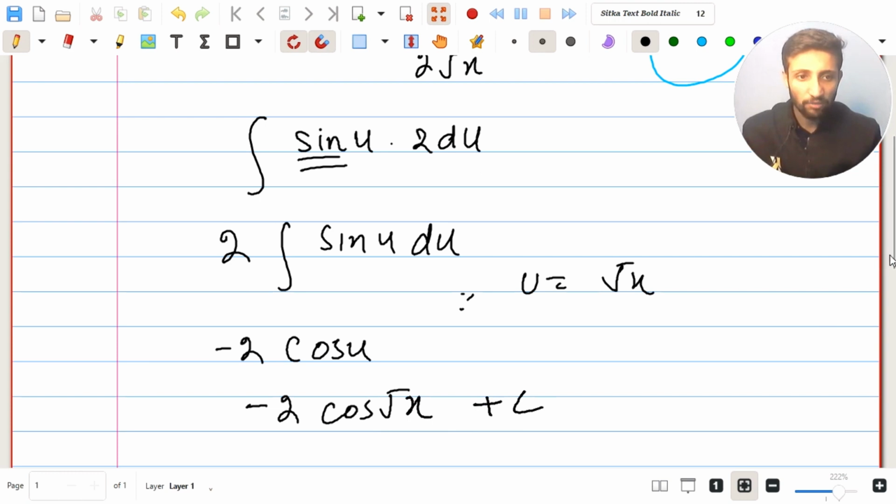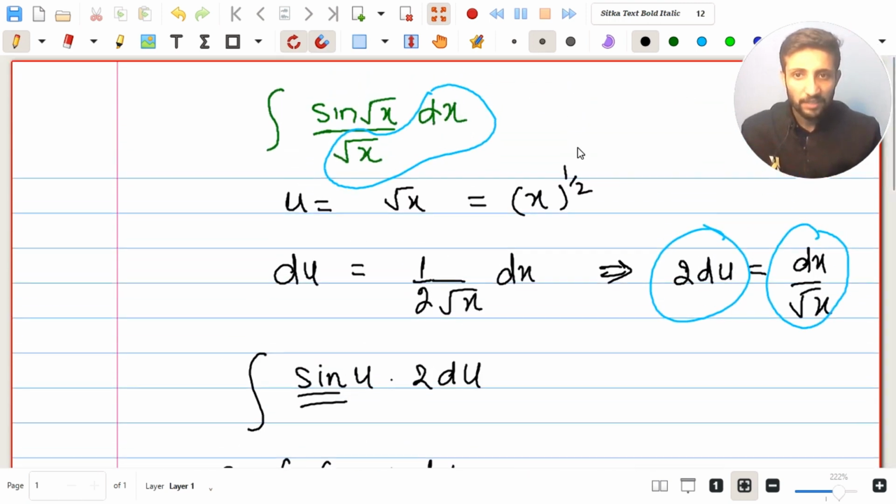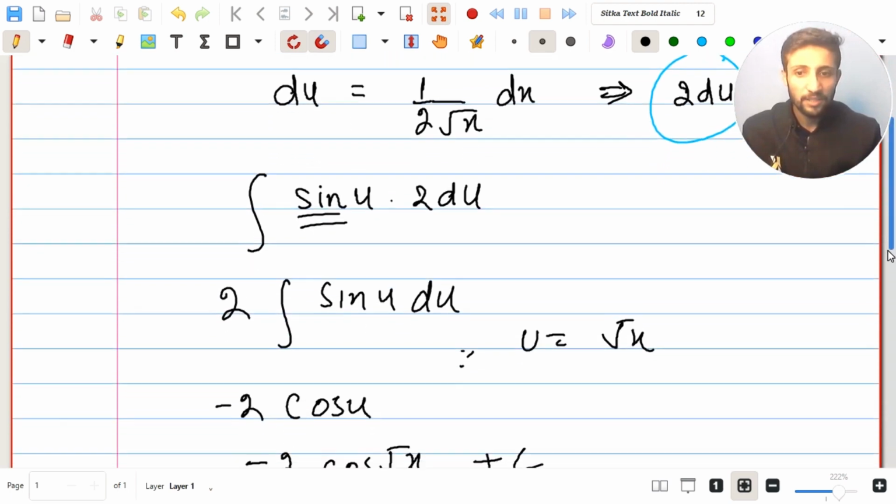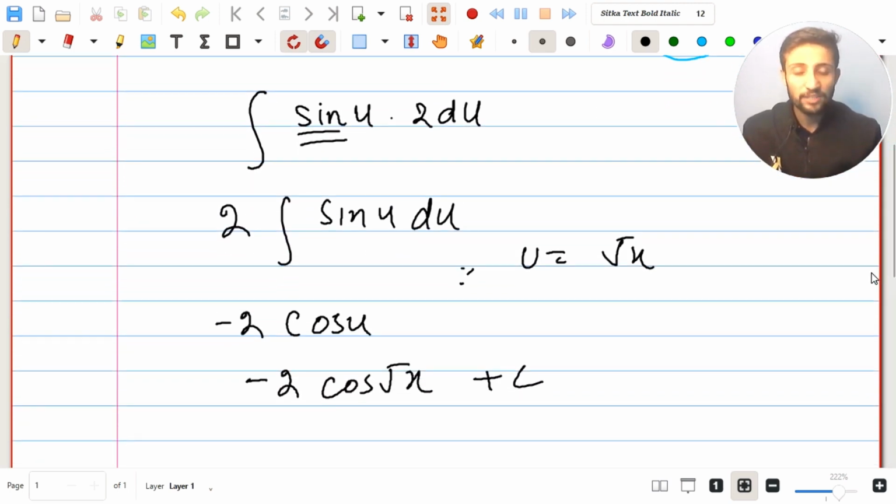So the integral of sine root of x over root of x dx is equal to minus 2 cos root of x plus c.